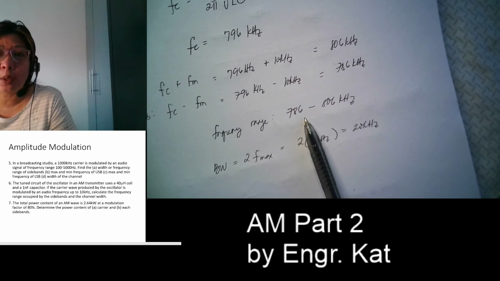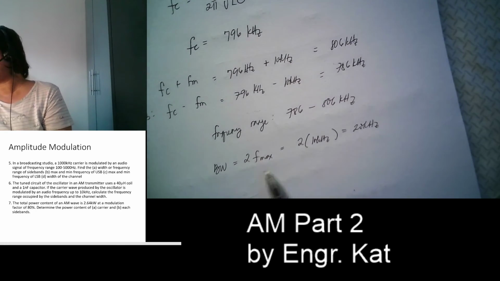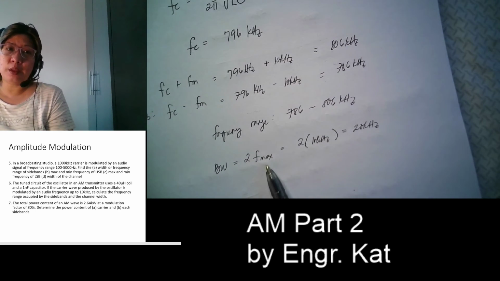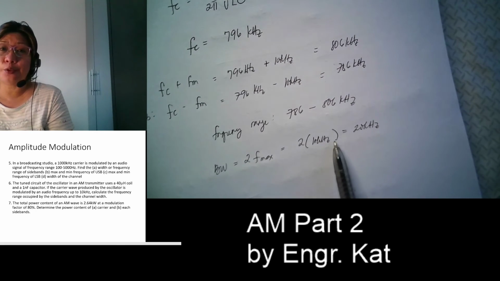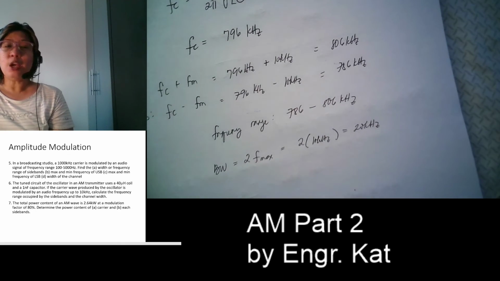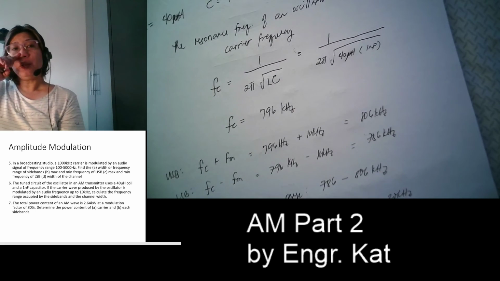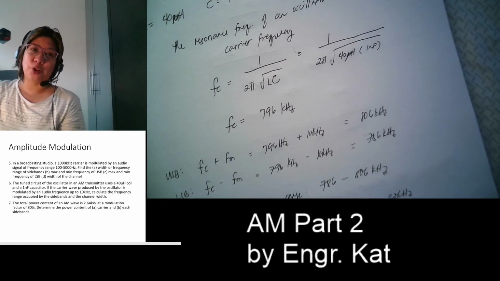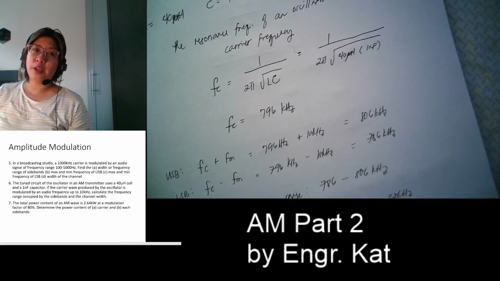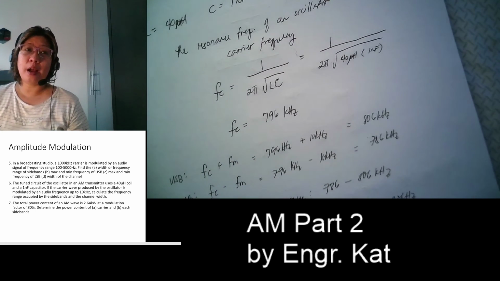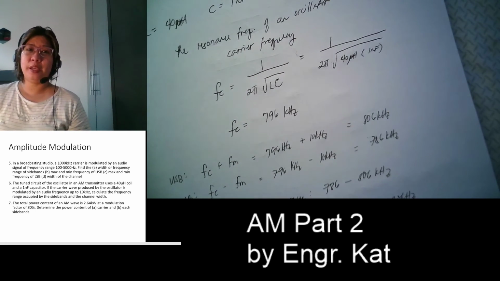Okay, so subtracting this, 806 minus 786, that will give you 20 kilohertz, or the bandwidth is also equivalent to 2 times the maximum modulating frequency. Since we only have one modulating frequency here, that is 2 times 10 kilohertz, which likewise gives us 20 kilohertz. Okay? So in this type of problem, the carrier is not yet given, but we are given an oscillator circuit. So we need to solve first for the carrier, but the other part of the problem is very, very simple.